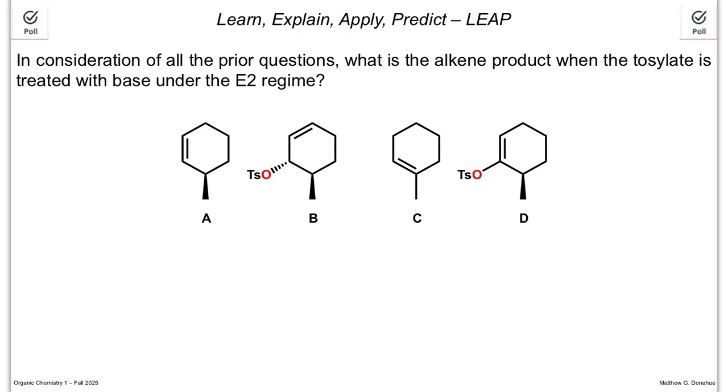So I'll give you a hint. We have to get rid of the leaving group, so it can't be them. The choices you're left with are which beta carbon the H is coming from. So A is the correct response.